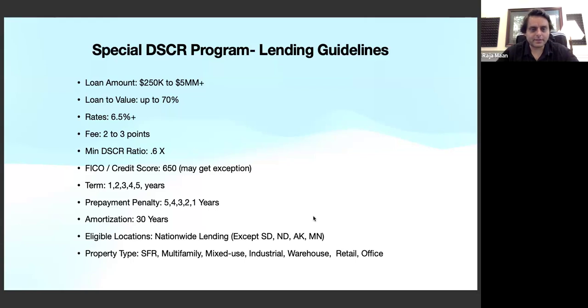30 years amortization, eligible properties. Again, we don't do South Dakota, North Dakota, Alaska, and Minnesota. This program is not available there. Property type: single family residential, multifamily, mixed use, industrial, warehouse, retail, office. All right, go to the next page.